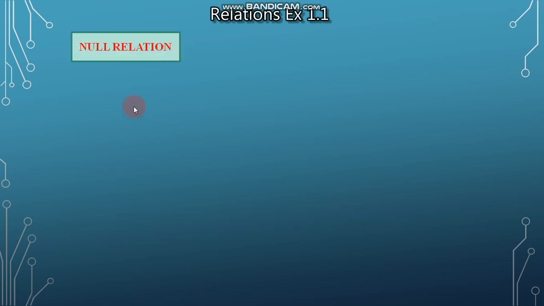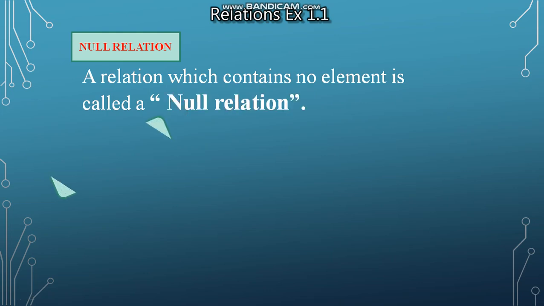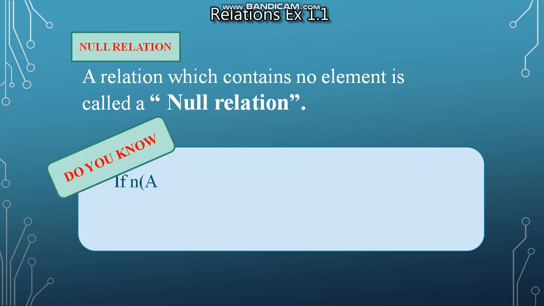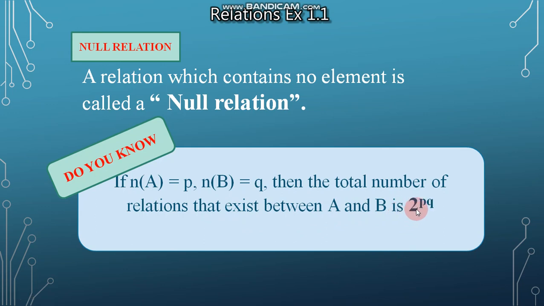Next, the null relation. Null means, as you already know, empty. So a relation which contains no element is said to be a null relation. Next, do you know, if n(A) is equal to p and n(B) is equal to q, then the number of relations that exist between A and B is 2 power pq. This is an important point, so you can study it now.